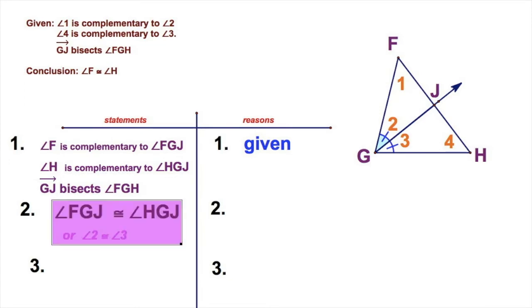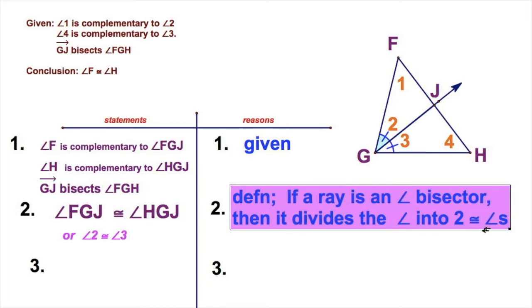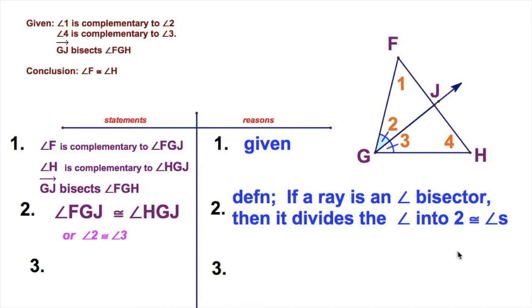I'm going to first make use of this angle bisector, and I'm going to declare these 2 angles congruent. Well, I guess I already marked them. So we're marking our drawing. Angle 2 congruent to angle 3. And we know that. That's the very definition of an angle bisector. If a ray is an angle bisector, then it divides the angle into 2 congruent angles. Awesome. So we've got one set of congruences here. Now, we know where we're headed. We're trying to prove that angle F is congruent to angle H, also known as angle 1 and angle 4.